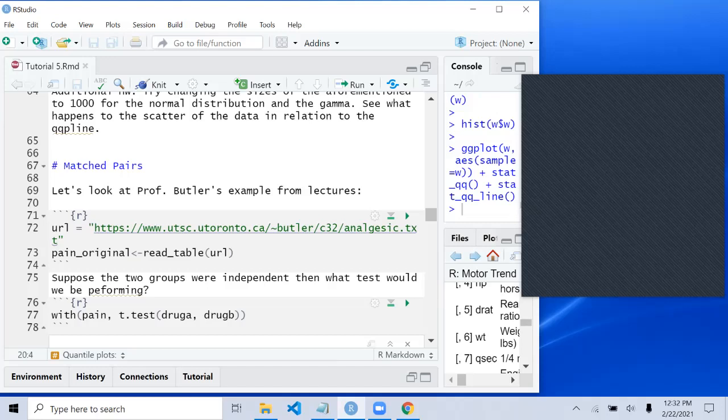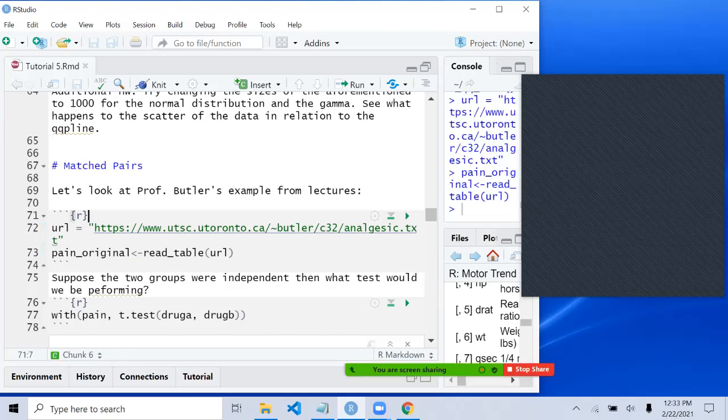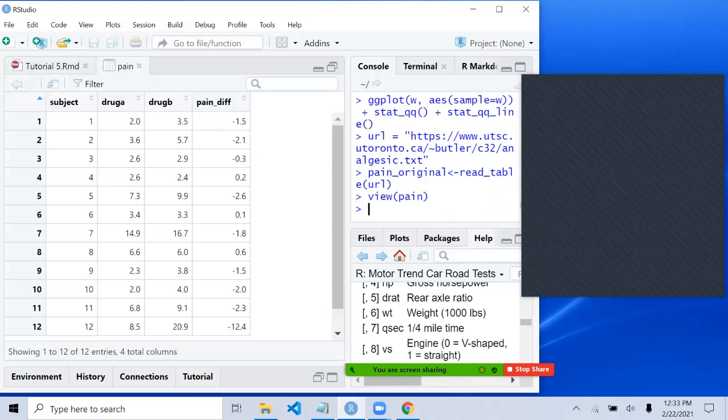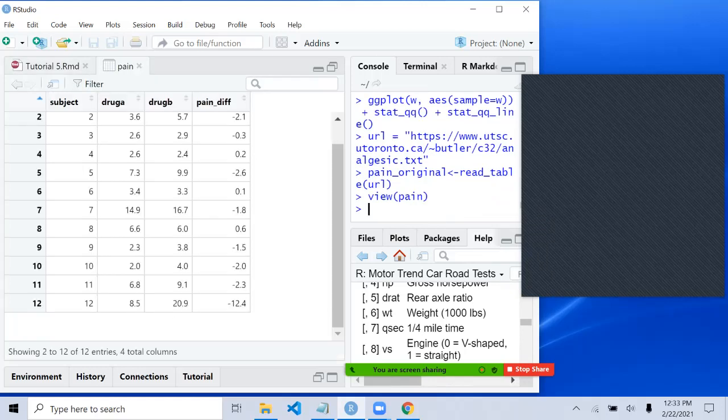Okay, so I wouldn't necessarily trust a histogram when I have small sample sizes. This is why sometimes a QQ plot looks better. So you see, for this pain data here, I'm going to show you that it only has 12 data points. Well, it actually has 24, but it has 12 subjects and 2 observations per subject. So this is a small data set.